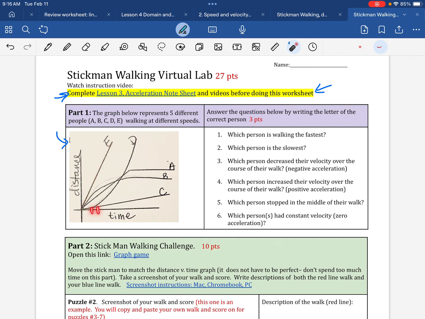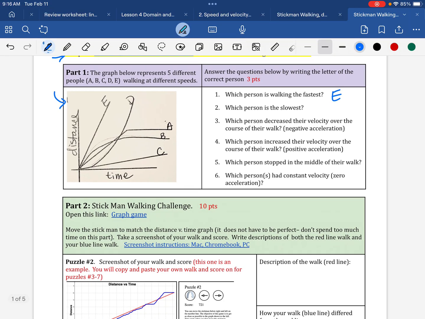Meaning that as this much time has gone by, they've gone far. They've gone farther than anyone, right? They've gotten all the way up to here. Now we don't have units here on our distance or time, so these are just kind of rough sketches. But person E is the one that has gone the fastest. So you can just type that in there, and then you'll answer the other ones.